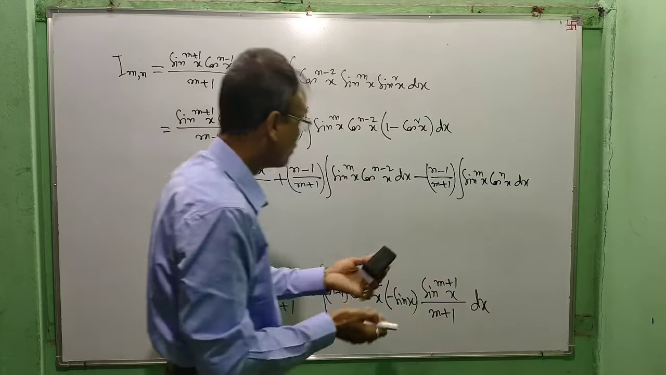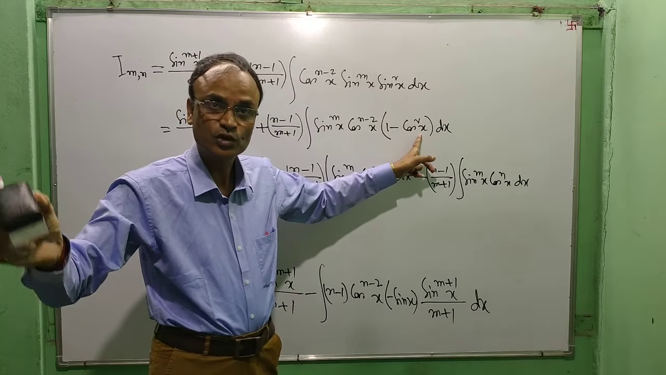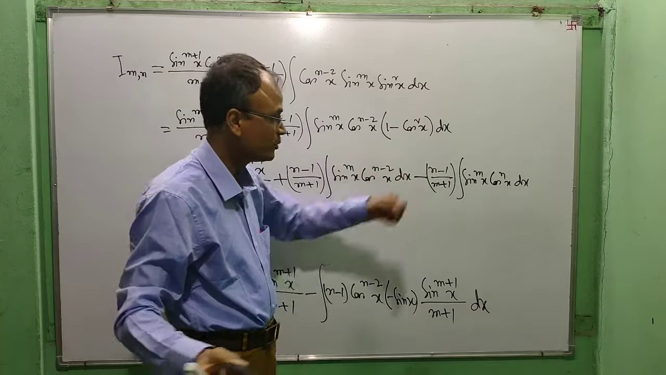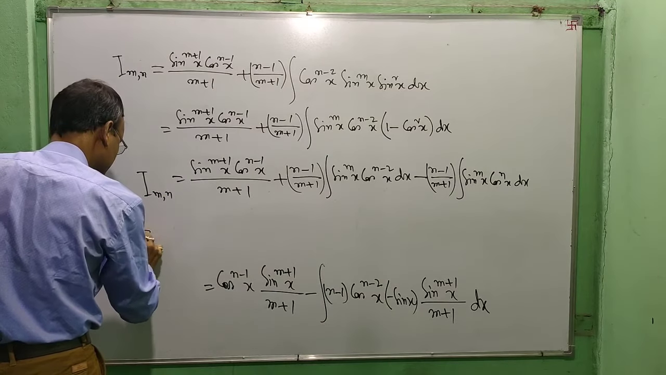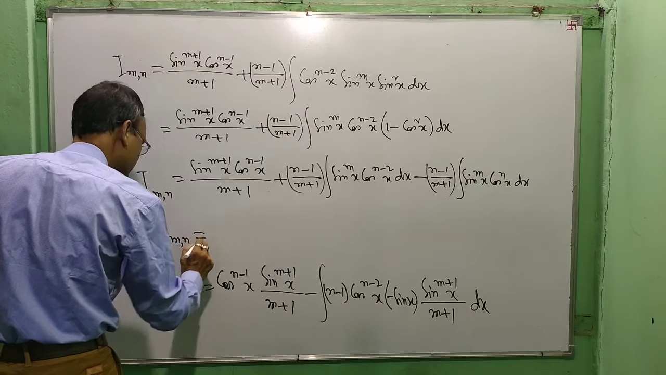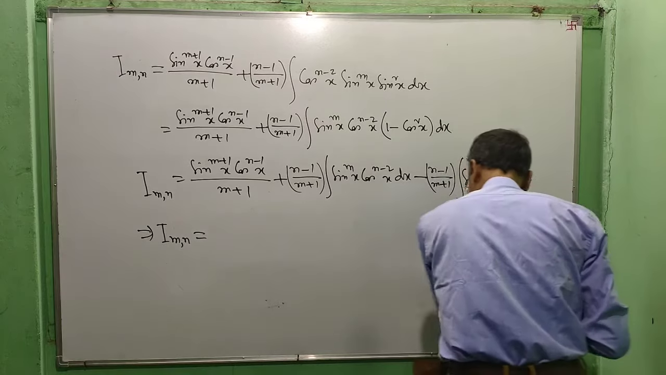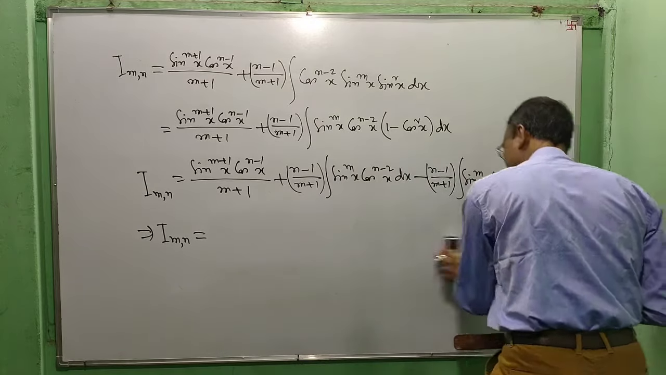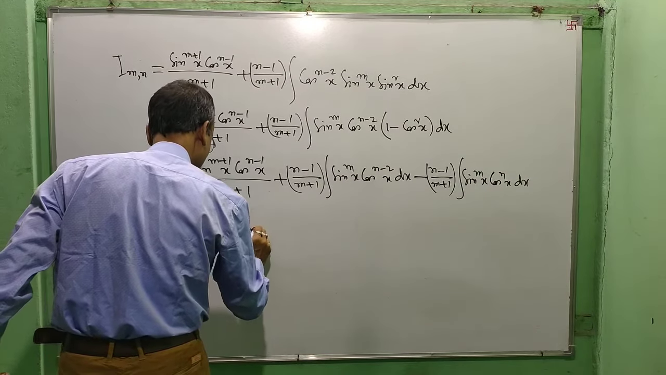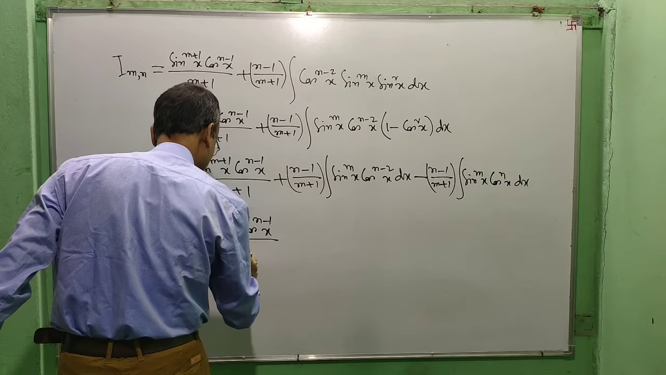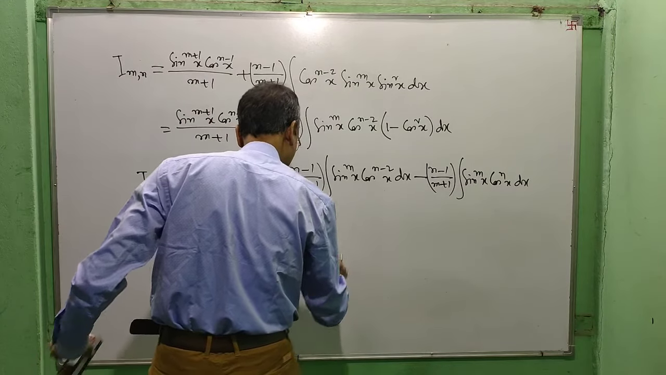It will be equal to this, because cos to the power n minus 2 x into cos square x will be equal to cos to the power n minus 2 plus 2 x, means cos to the power n x. Now, it is I m n. This means I m n equal to sine to the power m plus 1 x cos to the power n minus 1 x by m plus 1 plus n minus 1 by m plus 1.